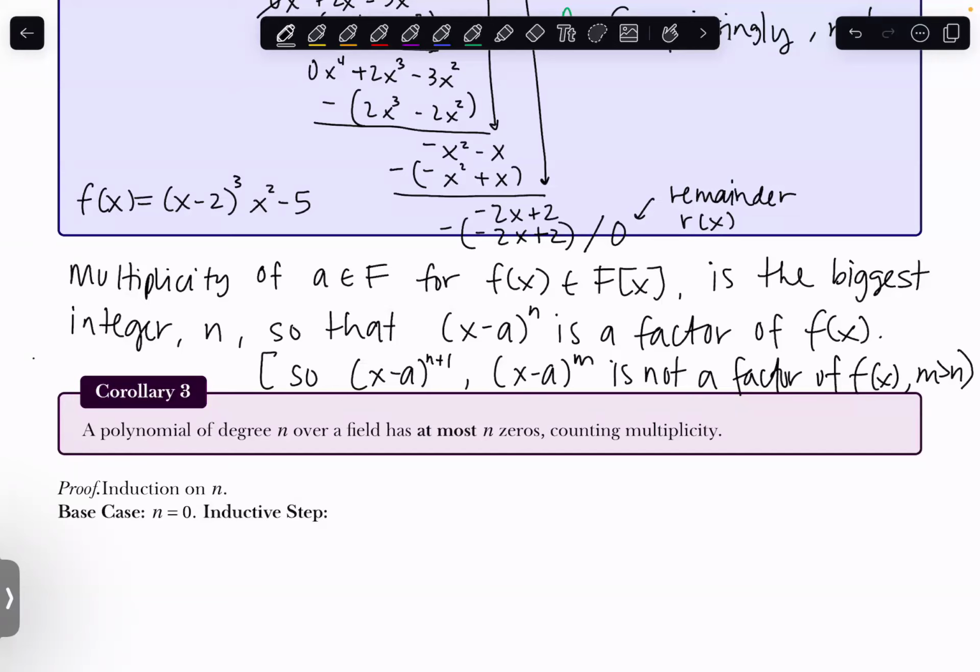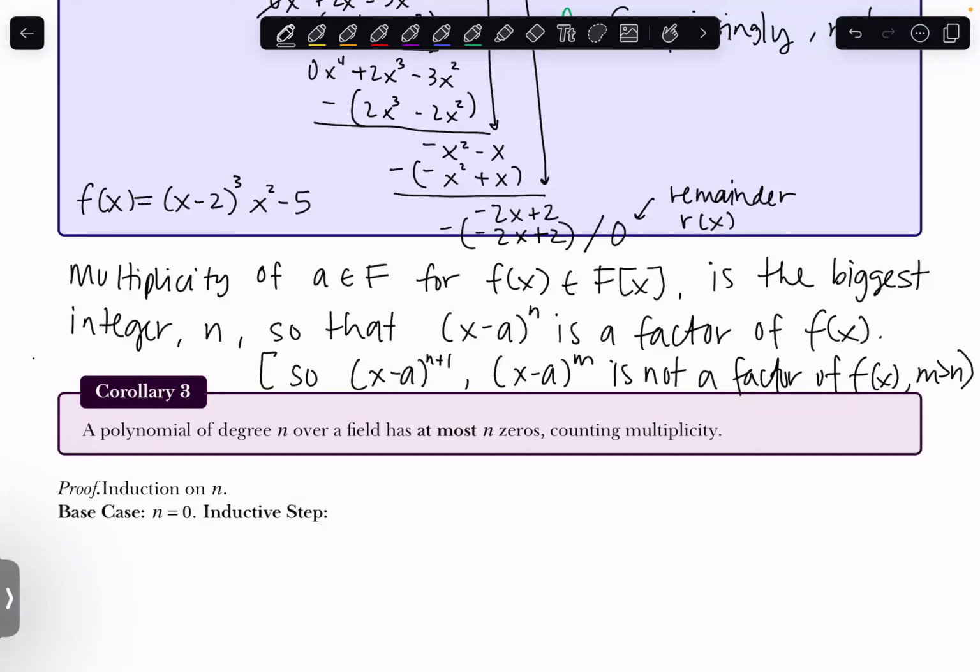So here, if I just had this piece, this would give me a degree 3 polynomial, and I have 1 zero of degree 3. Right, so you really count all of your multiplicities. That 1 zero counted 3 times here because of this multiplicity here. Okay, so we're going to prove this statement again through induction on the degree of your polynomial, so on our n value here.